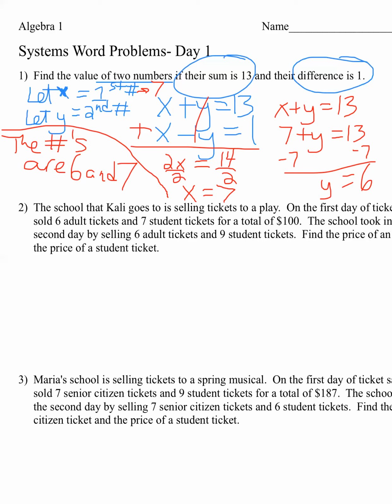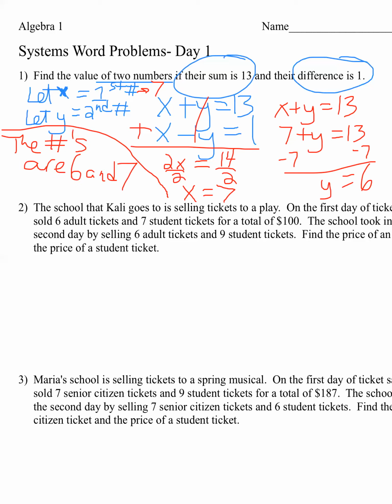Okay, so now I have a variable for each one. And let's read. Their sum is 15. So one of my equations will be x plus y equals 15. And then my second equation comes from the next part. Their difference is 1. So if I subtract my two numbers, I'm going to get 1.